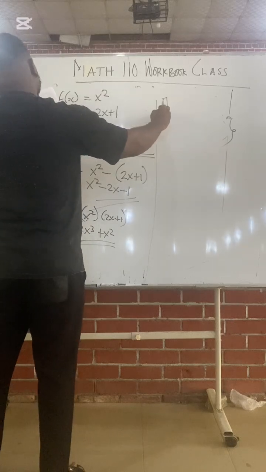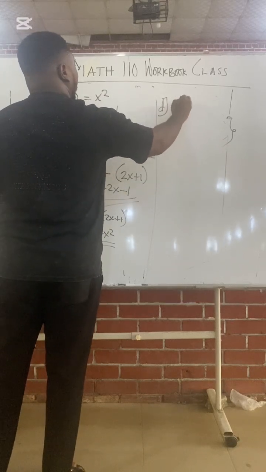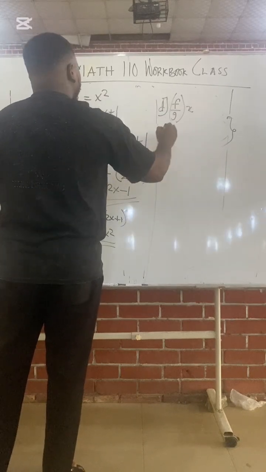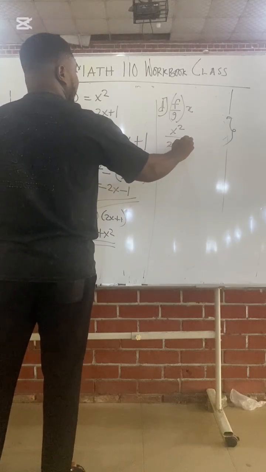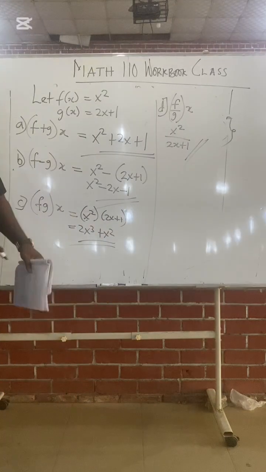In the D part, they said f over g of x. That's f is x squared, g is 2x plus 1. You can't go any further. Final.